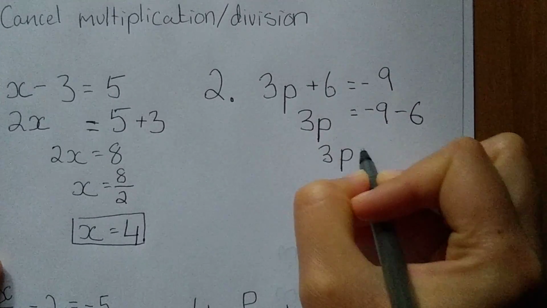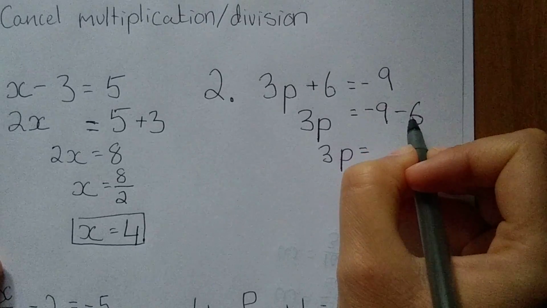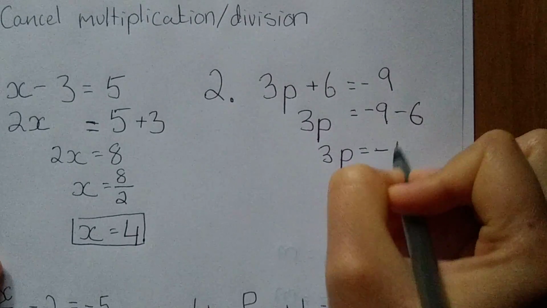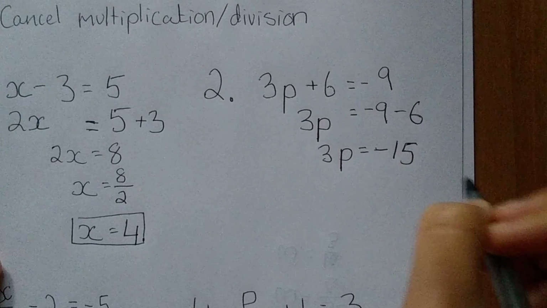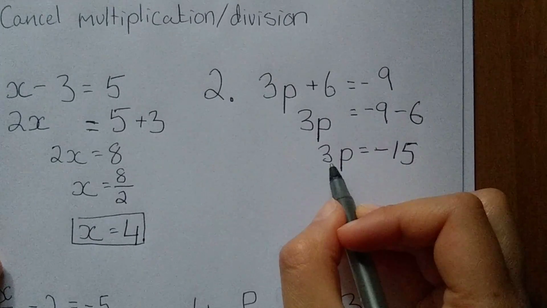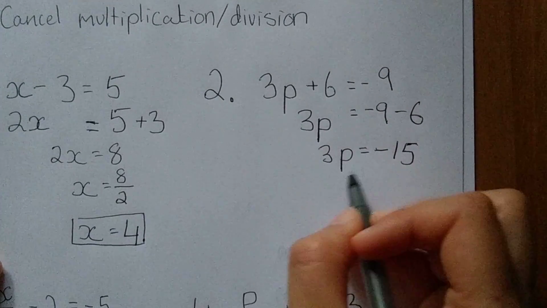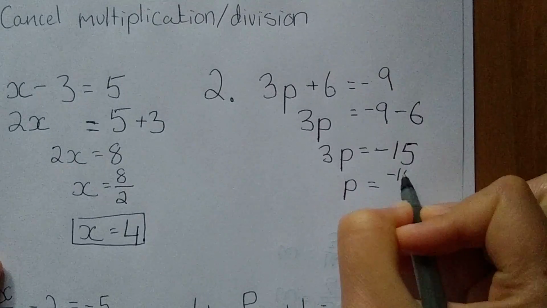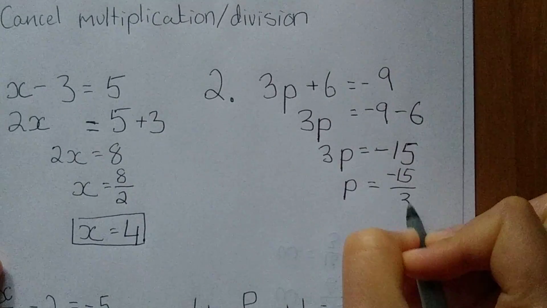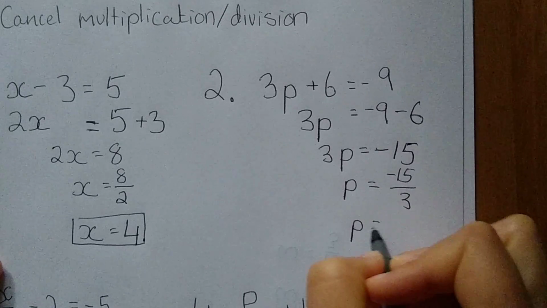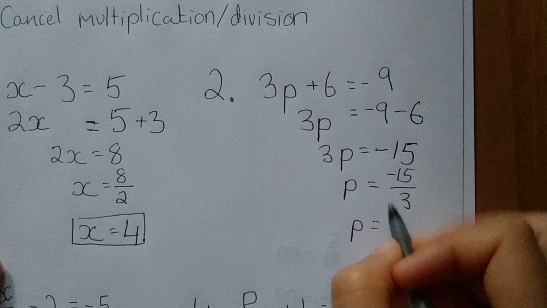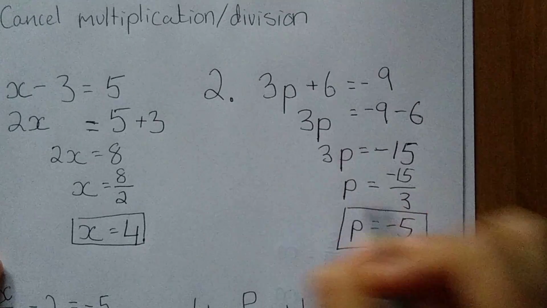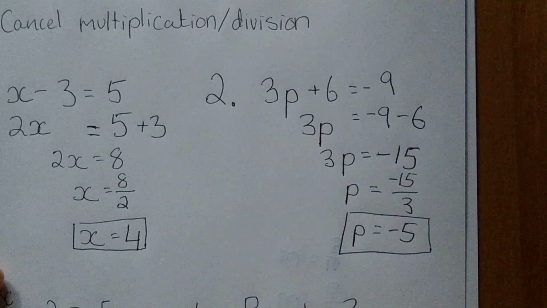So then you rewrite the 3p, and negative 9 minus 6 is negative 15. Once you get to this step, you can now cancel the 3. Because the 3 was multiplied here, you're going to divide it on the other side. So that means it's going to go on the bottom here. So negative 15 divided by positive 3 is negative 5, which means that your final answer is P equals negative 5.